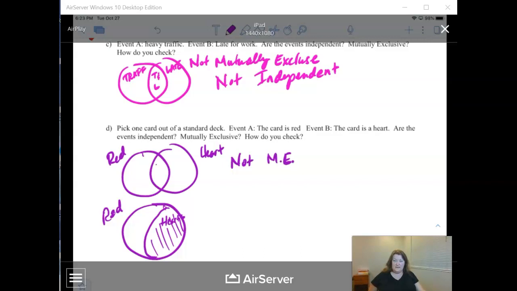Okay, are they independent? Does knowing that the card is a heart give you any information about whether it's red or not? Absolutely. Does knowing the card is red give you any hints about whether it may be a heart or not? Absolutely, because now I'm not thinking it can be any of the black cards. Once I know that, I know it's either a heart or a diamond. That's a higher probability than all the other cards. So this one is not independent.